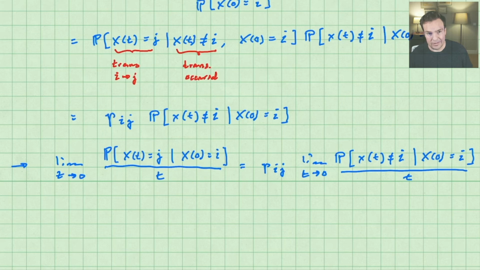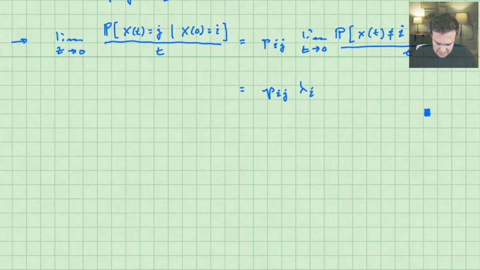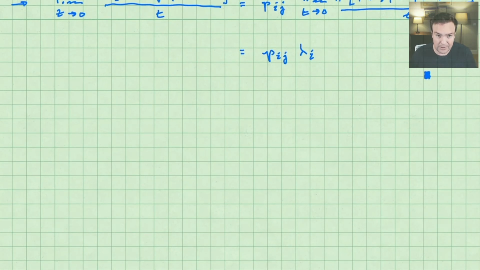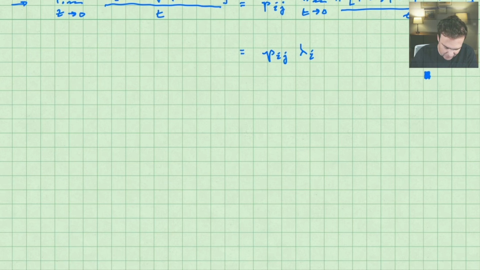Right? So that's lambda i. And so therefore we have that this thing is equal to P_ij times lambda i, which is what we were trying to prove. All right, so let's try to put these rates together. It's pretty common to put the rates, the lambda i's and the lambda i's times P_ij, into a matrix. So we're going to do that here.